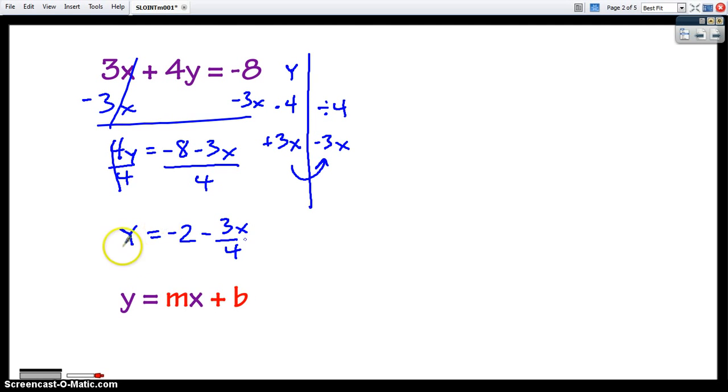Okay, and so now we've got it in slope-intercept form. Y is by itself, and even though they're out of order, this is okay, because it's not about the order that they come in. It's all about the slope being the number next to x, which in this case is negative 3/4, and b, which is the number by itself, is the negative 2. So we have a slope, or m, of negative 3/4, and we have a y-intercept of negative 2.